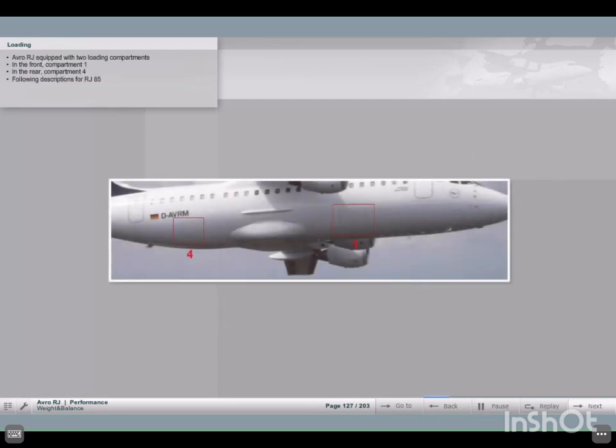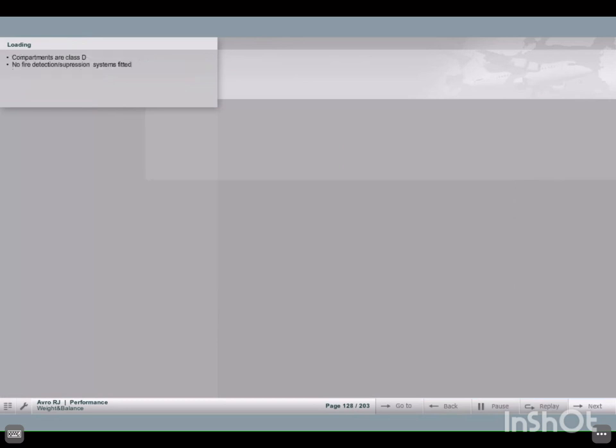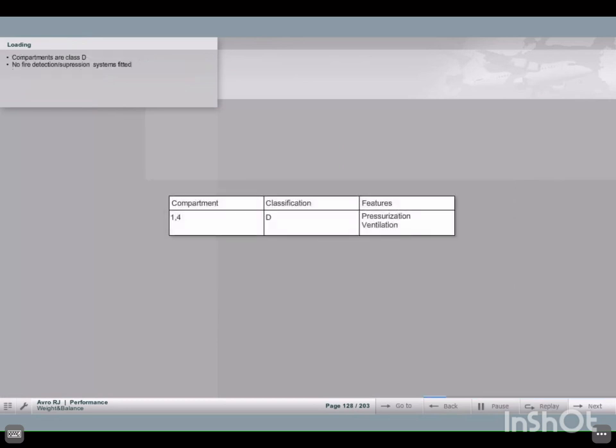The Avro RJ has two load compartments, the front compartment 1 and the rear compartment 4. The descriptions on the following pages are for the RJ85. The compartments are of the Class D. There is no fire detection or extinguishing system. The temperatures in the compartment depend on the initial temperatures as well as the temperatures of the air supply from the cabin.